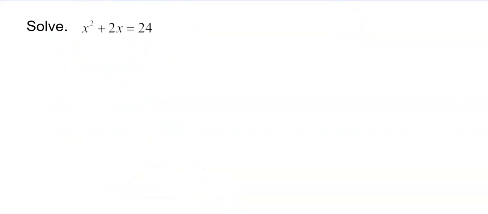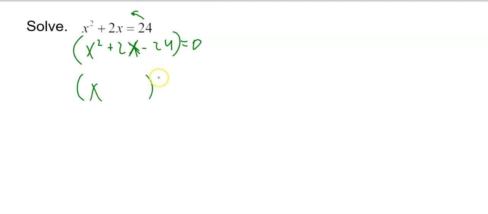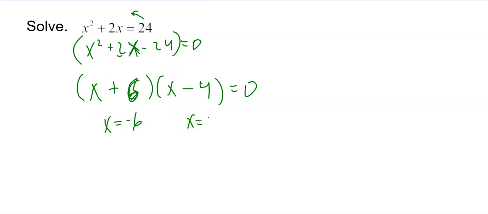Okay, let's try another one. Set it equals 0. Again, you should probably try this one on your own if you're watching. Stop it, try it. This should be a little easier to factor here. So factor that thing, so it'd be x and x. Factors of negative 24 that add up to 2. So maybe 6 and 4. Bigger number is positive, so that's plus, that's minus. So x equals negative 6 and x equals 4. I've got my two answers.